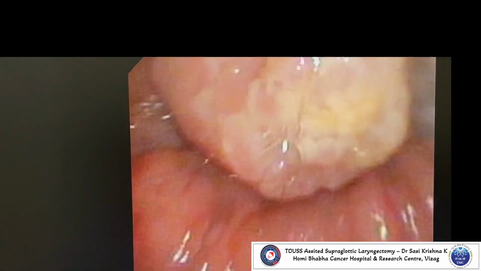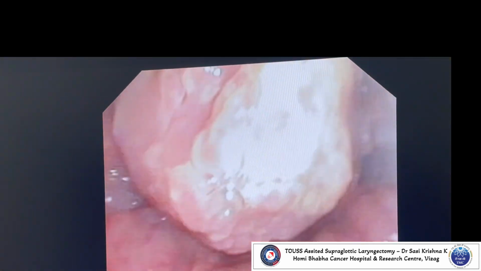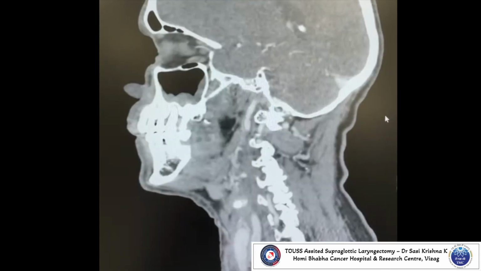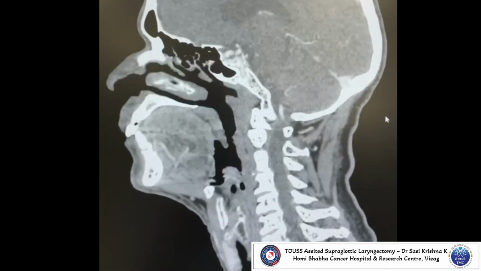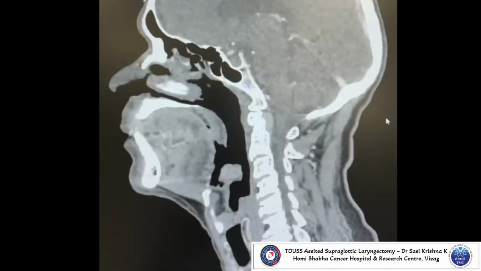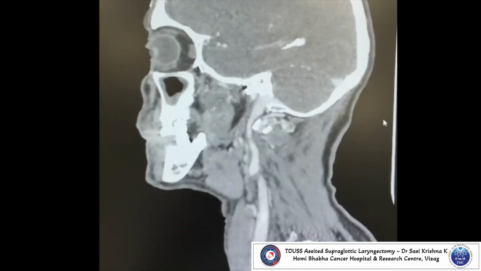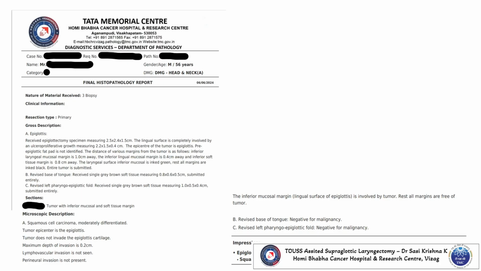These are the sagittal cuts of a contrast enhanced CT showing epiglottic tumor confined to the epiglottis and pre-epiglottic space is free. There are no suspicious cervical nodes. We performed a TOUSS guided epiglottectomy and tracheostomy, and an interval neck dissection was performed after 4 weeks. Histopathology is suggestive of a T1 epiglottic tumor with clear margins.